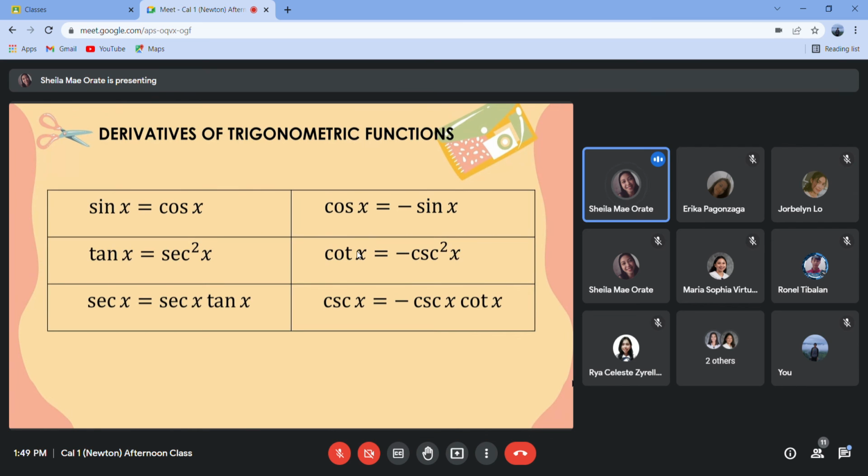The derivatives of trigonometric functions: we have here sine x is equal to cosine x. Tangent x is equal to secant squared x. Secant x is equal to secant x tangent x. However, on this side, we have cosine x is equal to negative sine x. Cotangent x is equal to negative cosecant squared x. And cosecant x is equal to negative cosecant x cotangent x. So what can you observe?